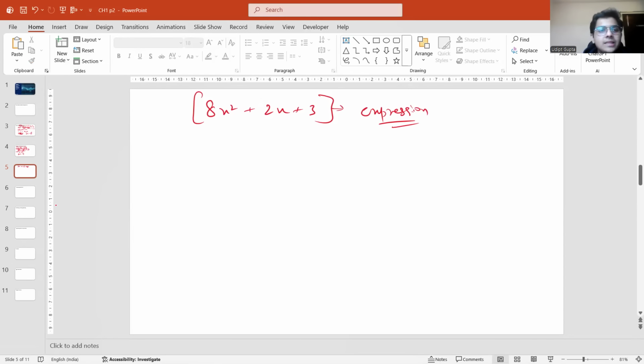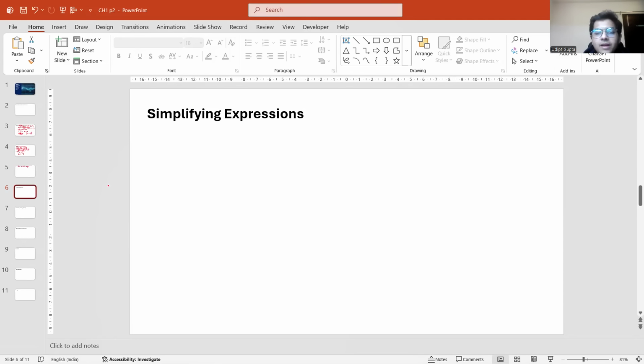How do you simplify these equations? How do you simplify these expressions? We have to find answers to these equations. What is the value of x? What are we actually trying to do? So there are three ways.